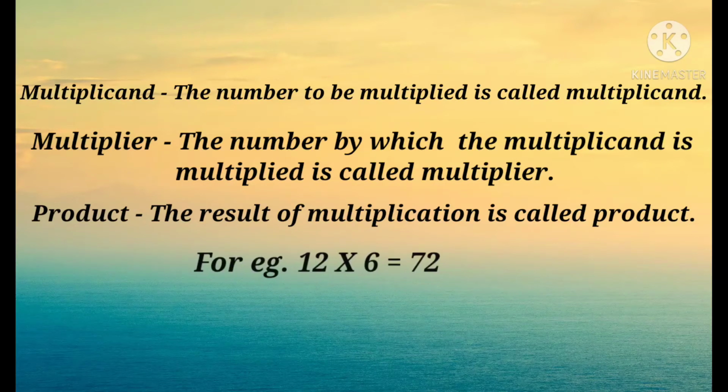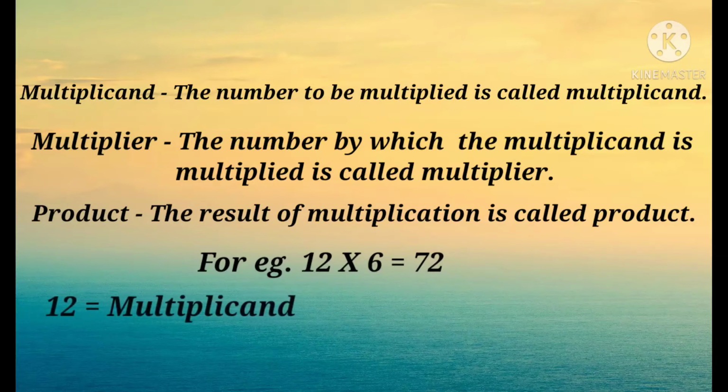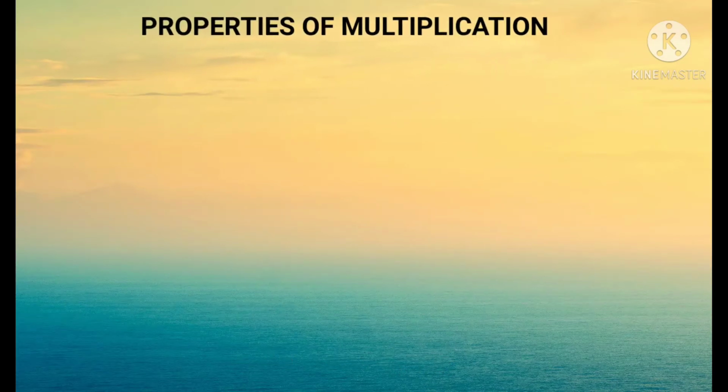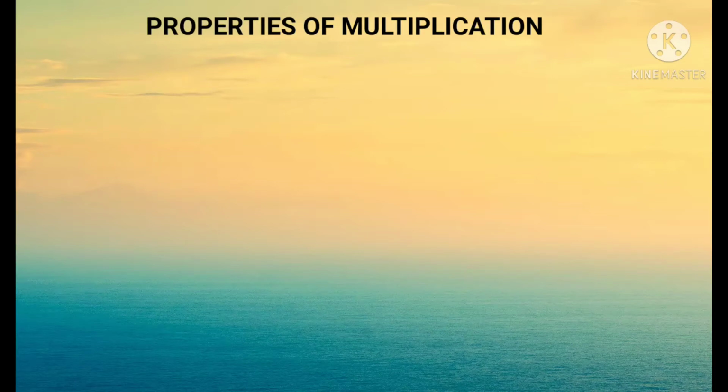For example, when we multiply 12 by 6, we get 72. In this example, 12 is the multiplicand, 6 is the multiplier, and 72 is the product. Now let's see some properties of multiplication.